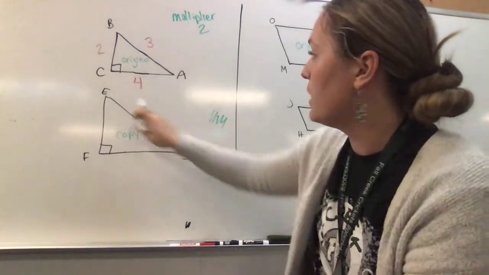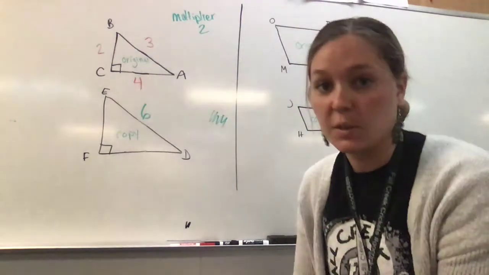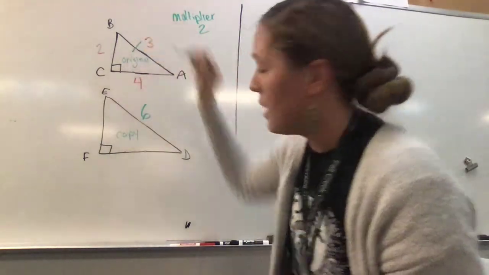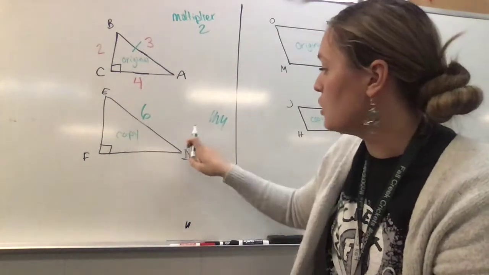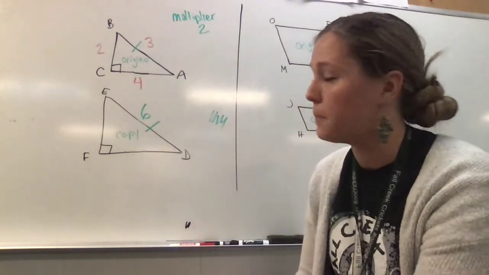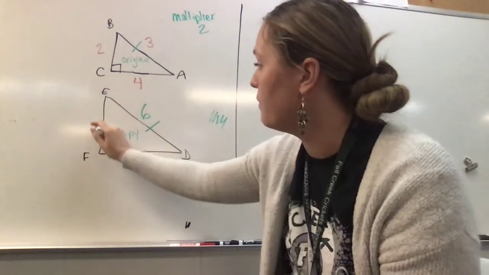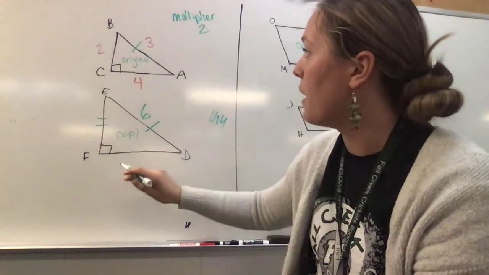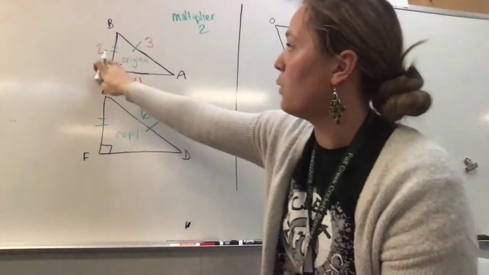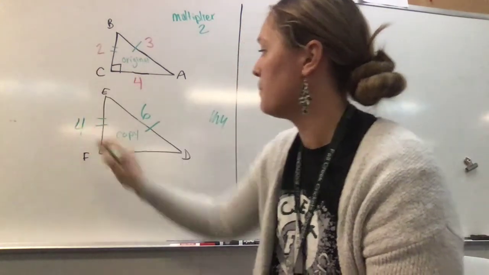That means every single part of the copy has to be twice as big as the original, which would make this side length equal to 6. Now that's because this side length AB is corresponding to side length DE. They're in the same place on the shape. Just like this side length EF corresponds to BC. So I need to multiply this by 2 to get 4.